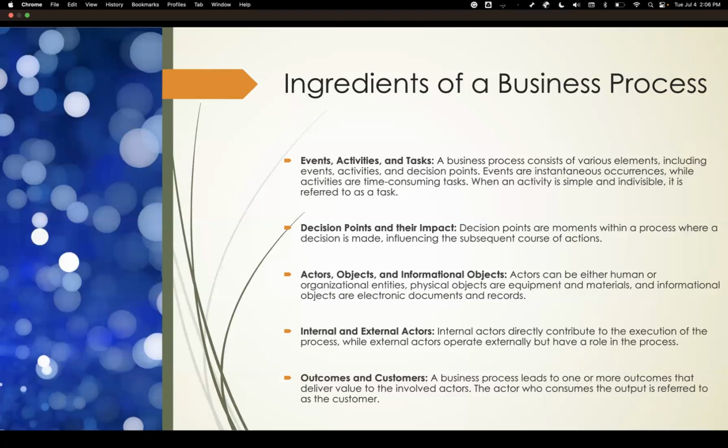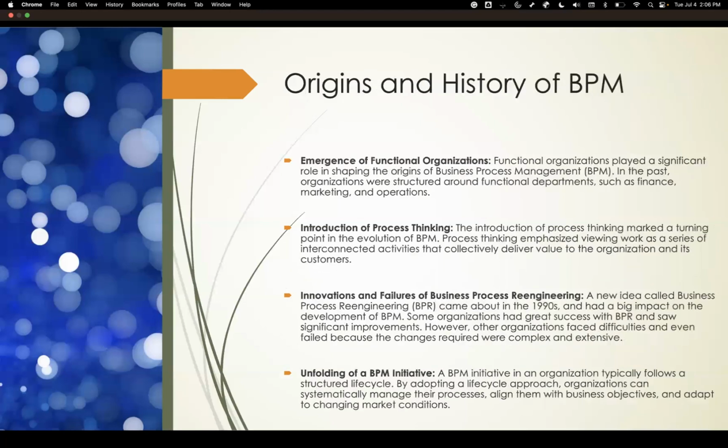Outcomes and customers. A business process leads to one or more outcomes that deliver value to the involved actors. The actor who consumes the output is referred to as a customer. Moving to the next slide about the origin and history of business process management.